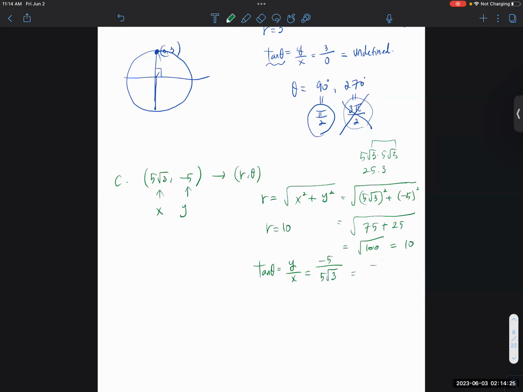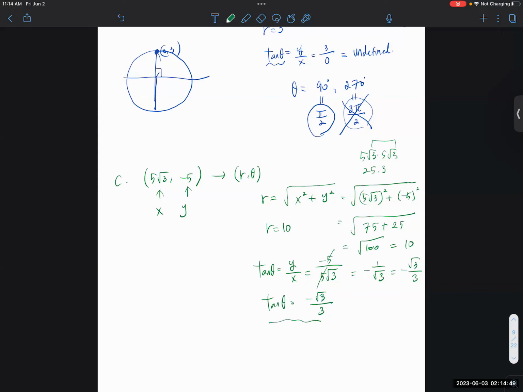So we have negative 5 over 5 radical 3, we can cancel it. 5, 5 cancel, negative 1 over radical 3. So if you simplify, you can multiply radical 3 top and bottom. It is the same as radical 3 over 3. So tangent theta is negative radical 3 over 3. Am I correct?